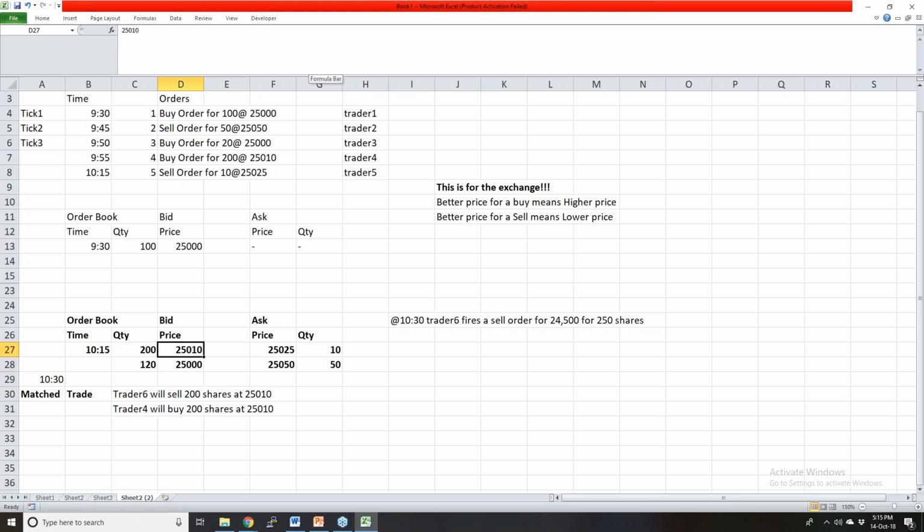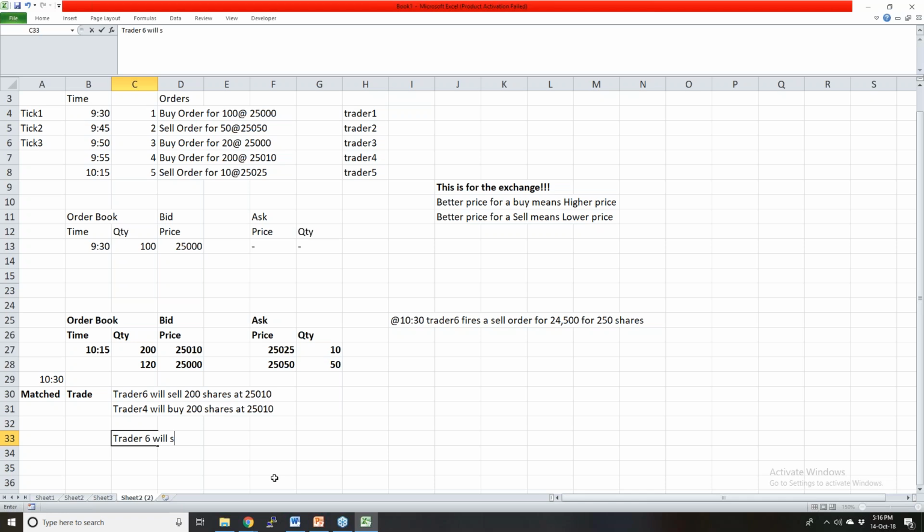So this guy had a better price. Trader 4 had a better price, a buy order for 25,010. So he will buy these shares. Trader 6 will sell these shares to this guy. And there would be another trade because there were 250 shares.